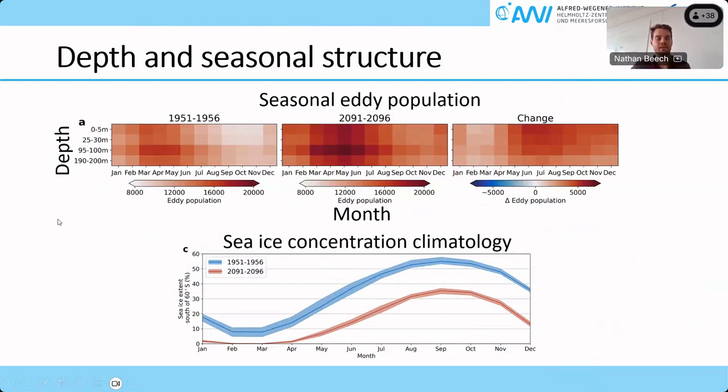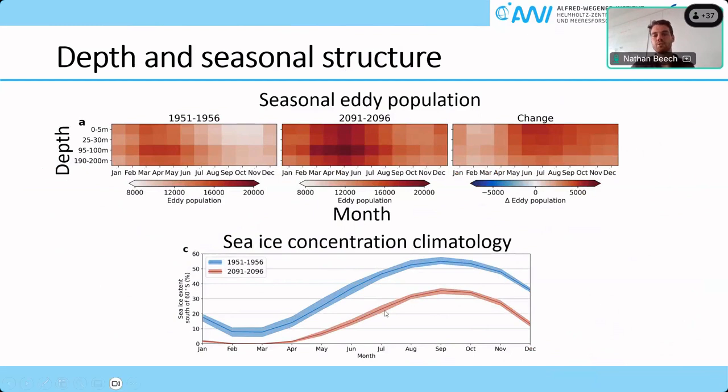The next thing that I wanted to get into was the 3D structure and the seasonal cycle of eddy activity. And here the dominant feature, I think, is the sea ice. This is fairly well understood from studies of the Arctic. Basically, sea ice acts as a friction over the ocean surface and can dampen eddy activity.